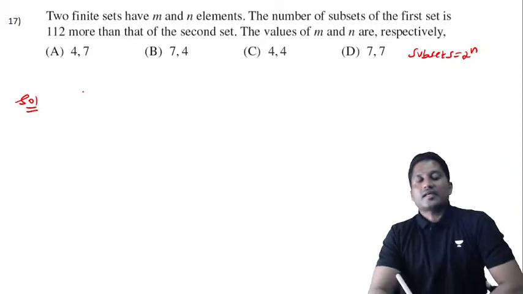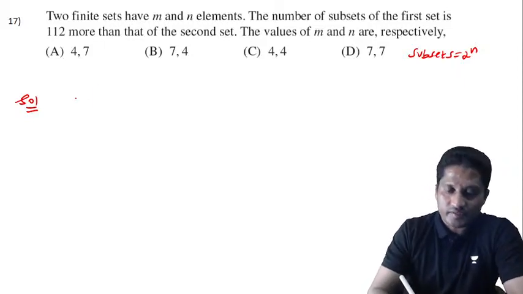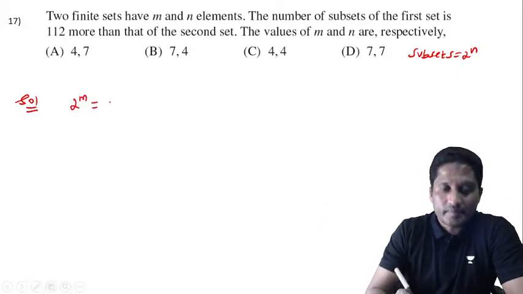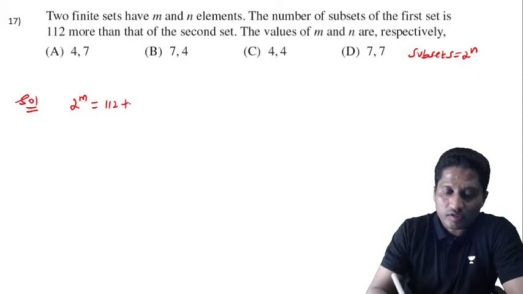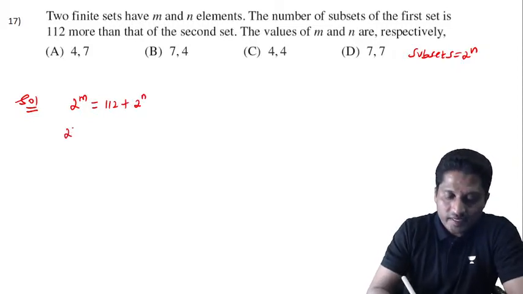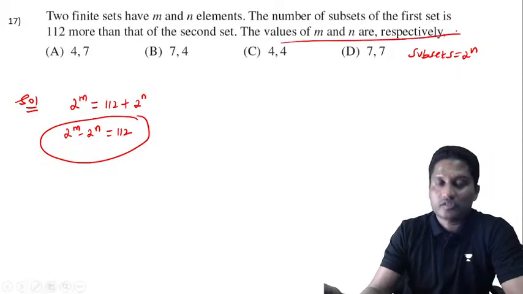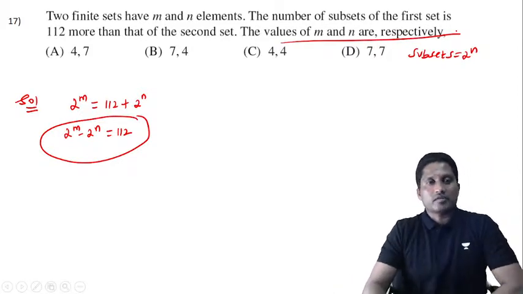The number of subsets of the first is 2 power m, which is equal to 112 more than the total number of subsets of the second set, 2 power n. From this I can write 2 power m minus 2 power n is equal to 112. No need to simplify, I'm supposed to find the values of m and n, and that is there in the options only.